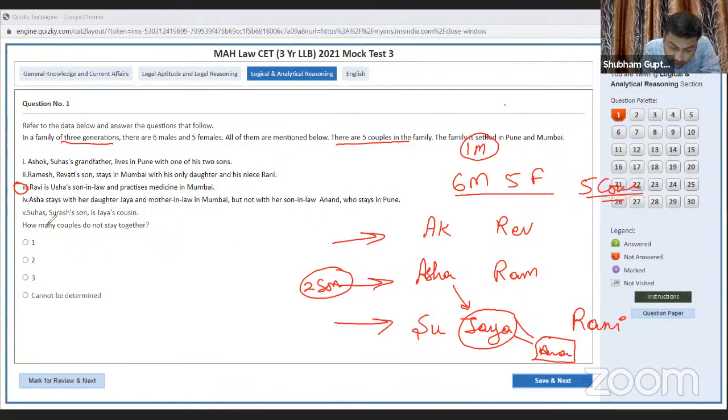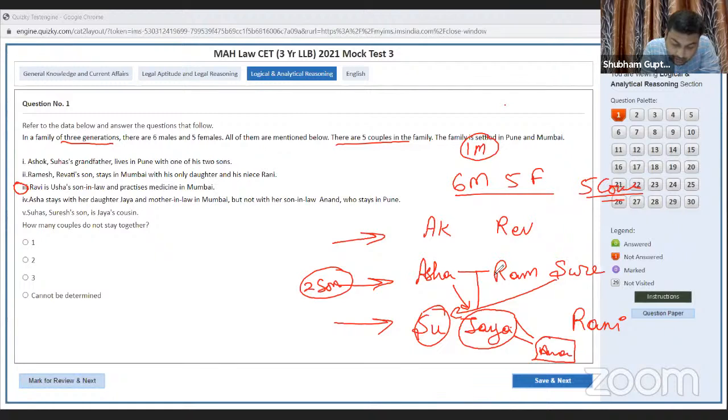Who stays in Pune? Suhas, Suresh's son. Suhas, Suresh's son, is Jaya's cousin. So if somebody is Jaya's cousin, that means he should be Jaya's father's brother's son. So Suhas, Suresh's son, is Jaya's cousin. So Suresh must be the other child. Correct? And Suhas is Suresh's son. So that means these two people are married because they must be.